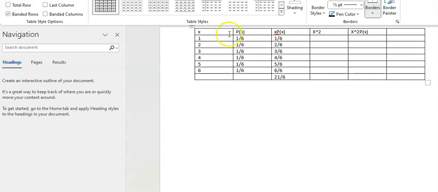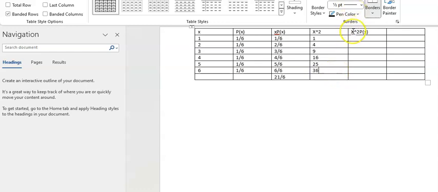All right, so x squared. I'm just going to square everything that is in the x column. So if I square 1, 1 times 1 is 1. 2 times 2 is 4. 3 times 3 is 9. 4 times 4 is 16. 5 times 5 is 25. And 6 times 6 is 36.